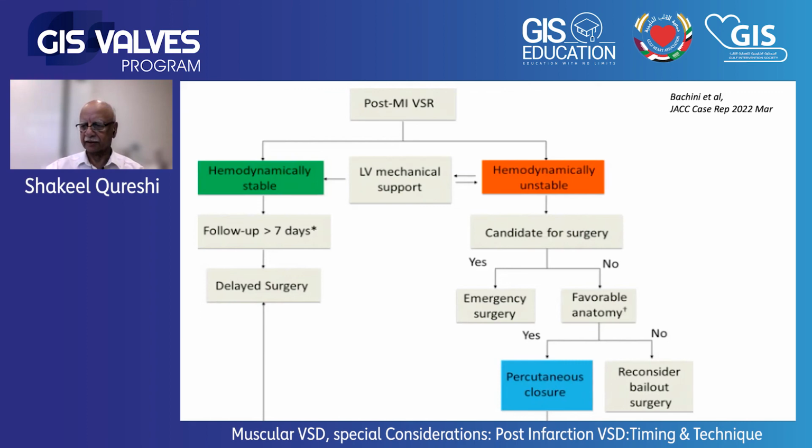algorithm of this condition. Generally, however, the patients may be unstable and require surgery or catheter closure within the first 2 weeks, and that produces a better survival. Whereas if they're stable, then you can delay that beyond 21 days.